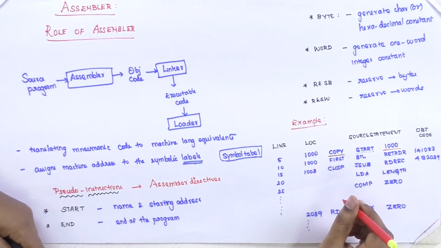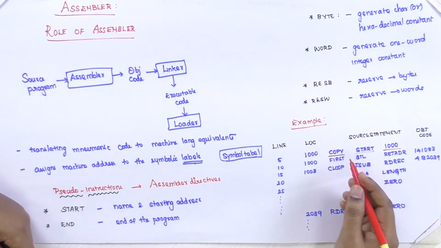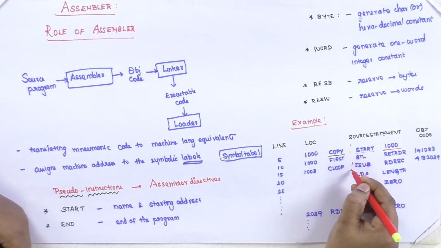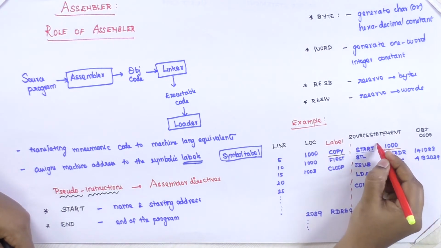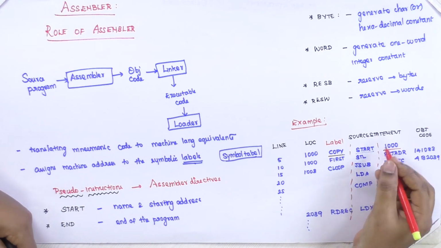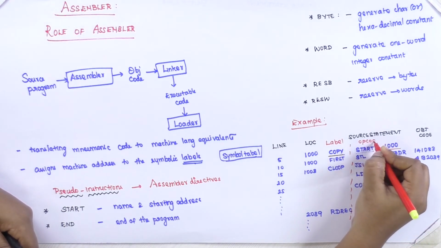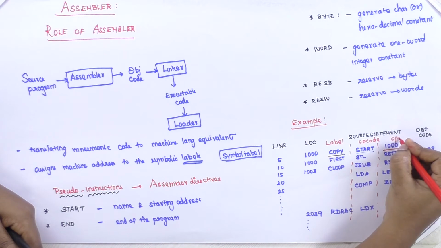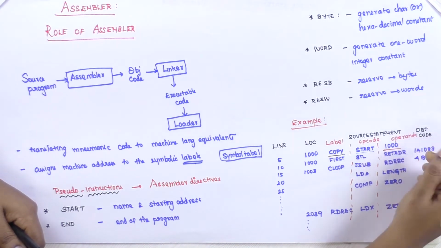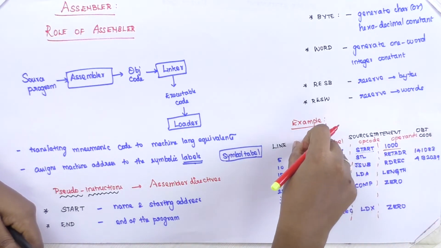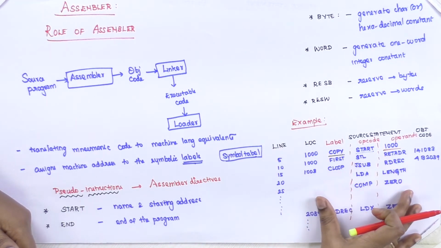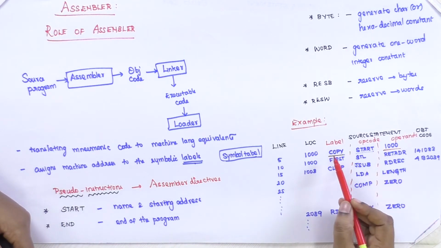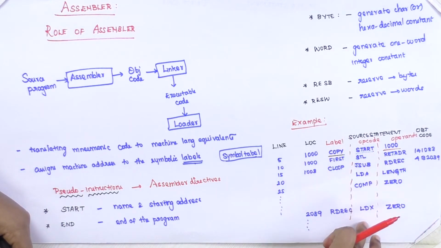So in our SIC program, there are 3 columns. The first column will be our label part, second will be our opcode, and third will be our operands. This is our object code that is already specified. This is our location counter value that is also already specified. So we have to separate the source statement into 3 columns. First will be label, next opcode, finally operand.